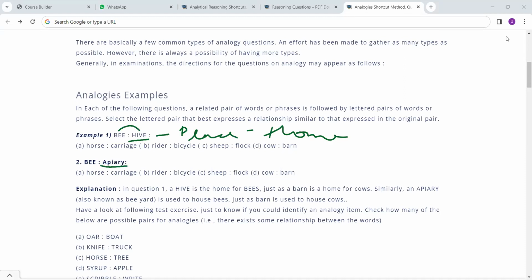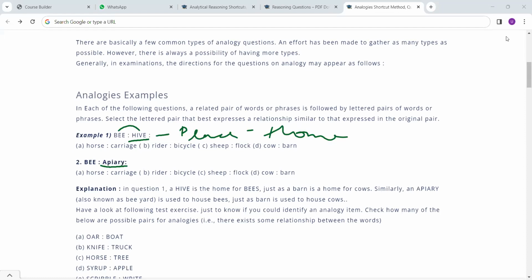Apiary means, just like we have cultivation, we do farming of vegetables or crops, in the same way, when for commercial purpose, bees are taken care of for honey and all, that process is known as apiary. It is just kind of a bee yard. Bees are being cultivated for commercial purpose, for the extraction of honey on a large scale. So when we take care of bees, cultivate them, it is known as apiary.